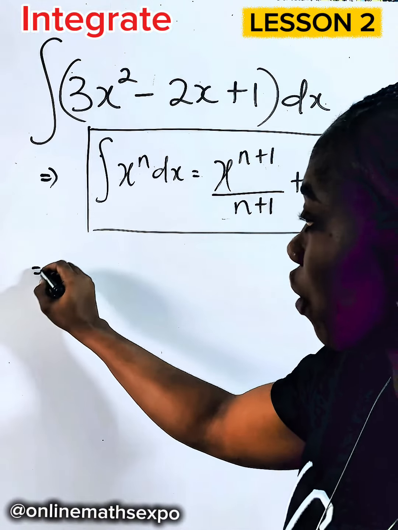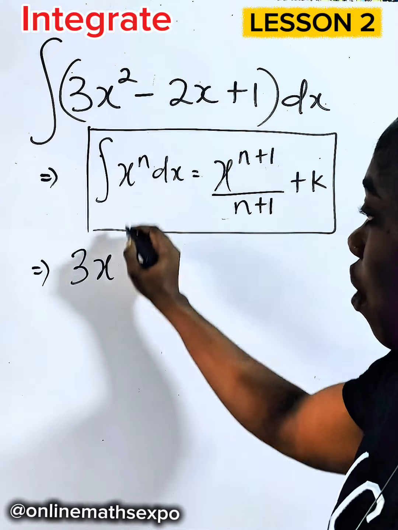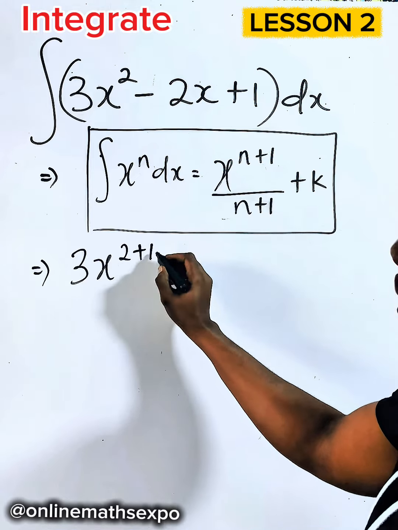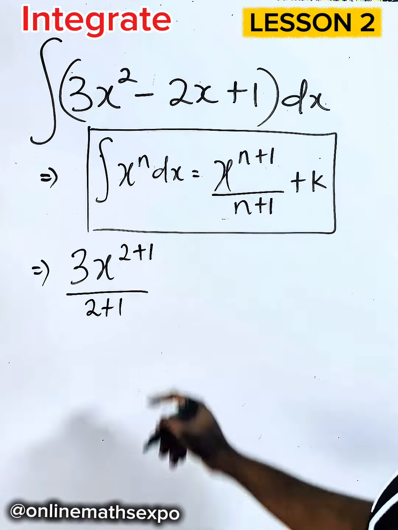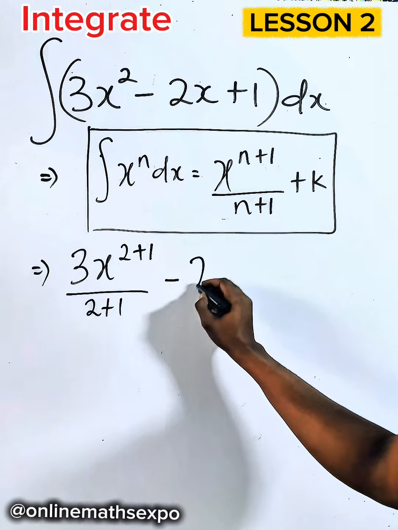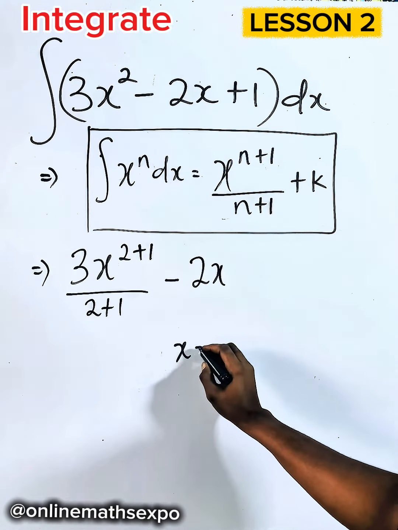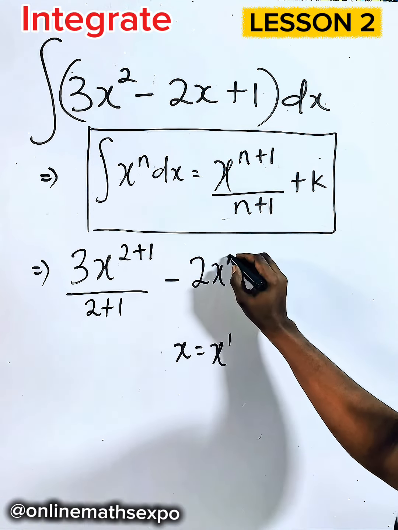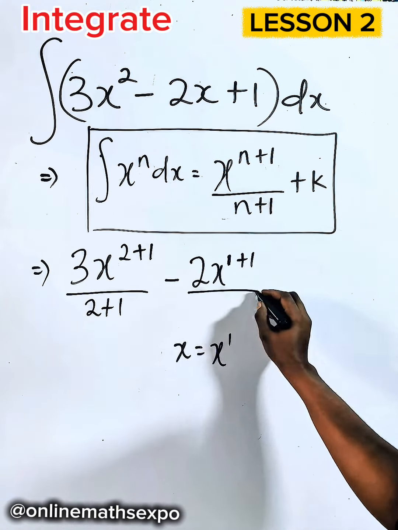So to do this, we are going to have 3x squared. Now we are going to increase this power by 1. So we add 1 and then use this power to divide this. So you have 2 add 1. Then come to this, bring down your subtraction sign. Then you have 2x. Remember that when you have x, x is the same as x to the power of 1. So 2x is the same as 2x to the power of 1. Then increase the power by 1 and use that power to divide.